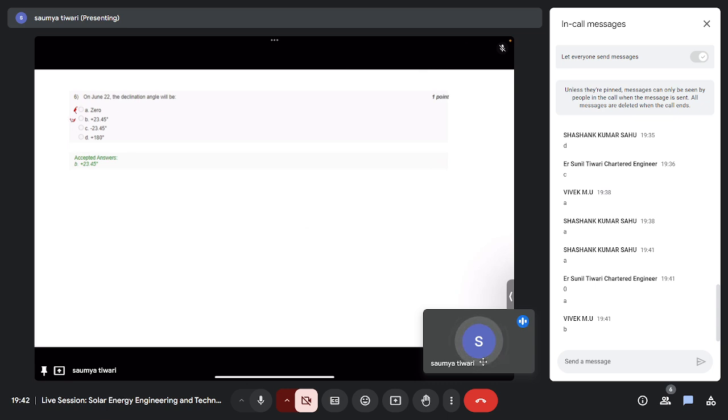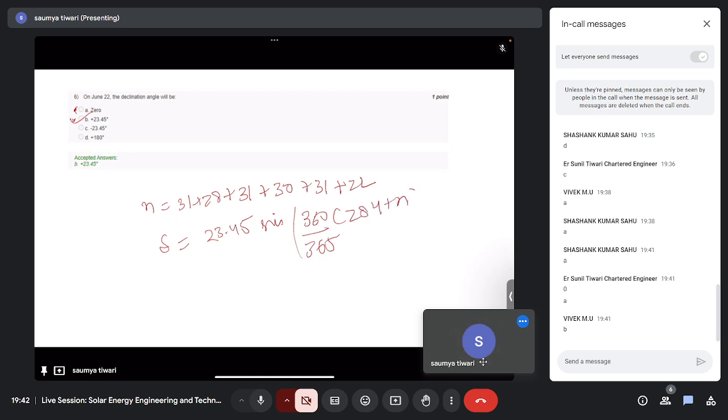So if you remember, you can calculate it numerically also. For June 22, you can calculate the nth day of the year: 31 plus 28 plus 31 plus 30 plus 31 plus 22, and we can put it back into the equation, 23.45 sine 360 by 365, 284 plus n. You can put this value into the equation, and you can get the result.